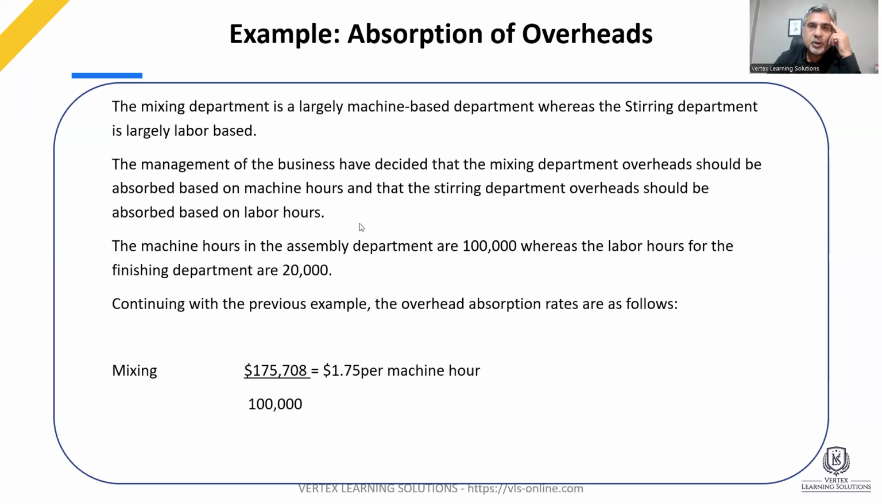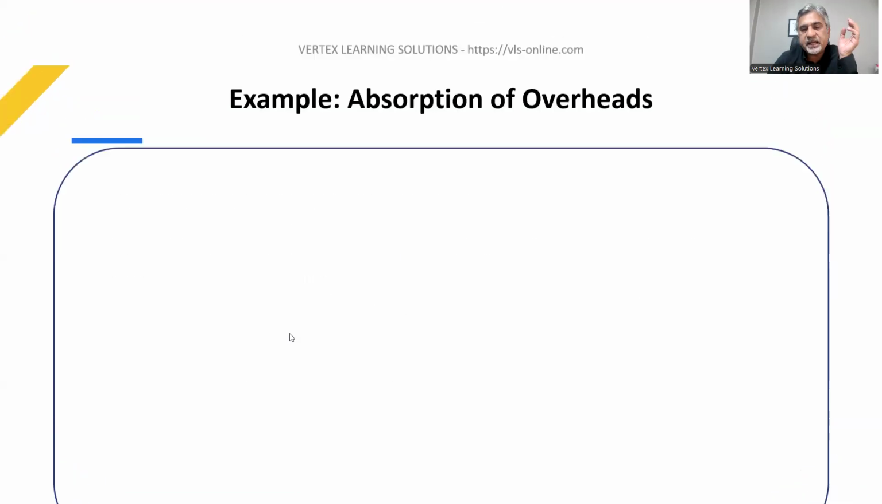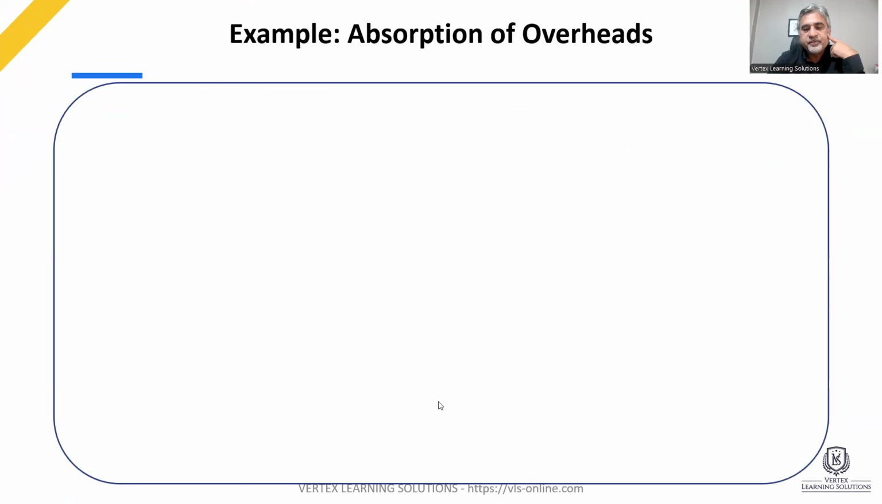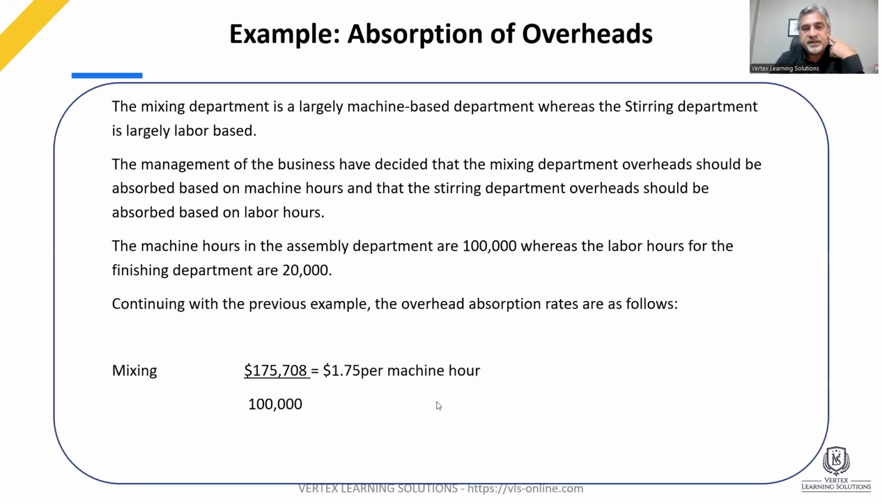So the mixing department total overheads were 175 in the previous example. I took it from here: 175,708 and 86,292. So I divide the 175 by these 100,000 hours because for the mixing department you are talking about machine hours. I say $1.75 per machine hour. And then for the stirring department, this 86,292, this overhead we discussed on the previous slide, so 86,000 were the overheads for the stirring department. Divide it by these 20,000 hours and you get $4.31 per labor hour. So this is per machine hour, this is per labor hour.